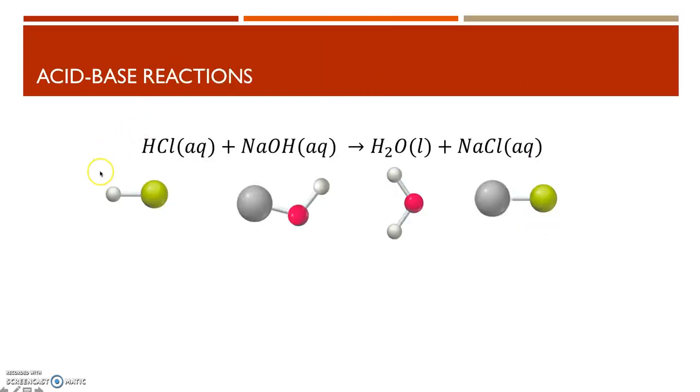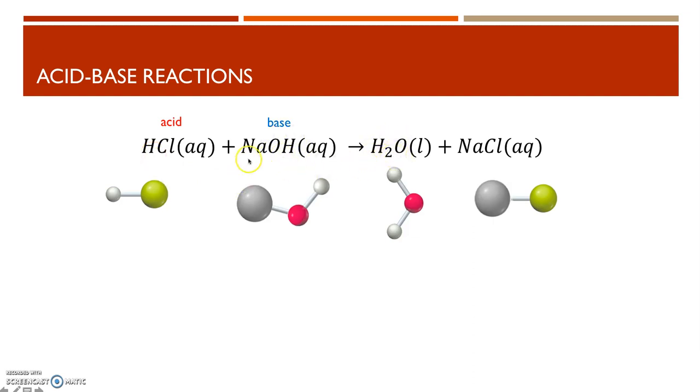When we do an acid-base reaction, it's called a neutralization reaction. So we have hydrochloric acid reacting with sodium hydroxide base. And what happens is the cation switches places with the cation on the other molecule. So this is called a metathesis reaction, where our hydrogen ion is going to react with the hydroxide ion from the base and create water, liquid water.